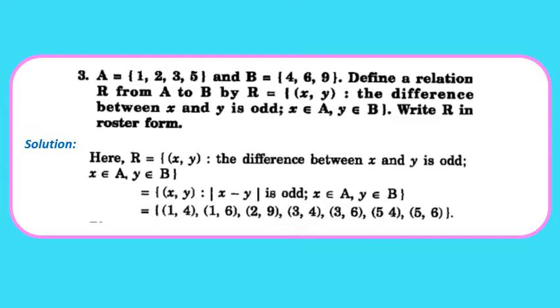Now here R equals to (x, y) such that the difference between x and y is odd and x belongs to A, y belongs to B. So we have (x, y) such that x minus y is odd and x belongs to A, y belongs to B. So we have simply taken the elements from A and B. We get R as the set of ordered pairs (1, 4), (1, 6), (2, 9), (3, 4), (3, 6), (5, 4), (5, 6). Clear? If I am clear, so pause and note down the solution.